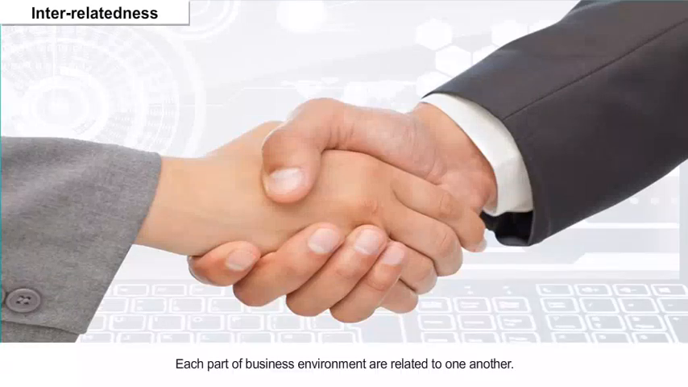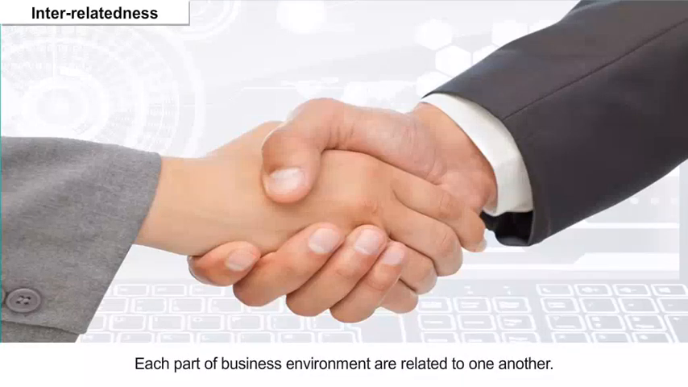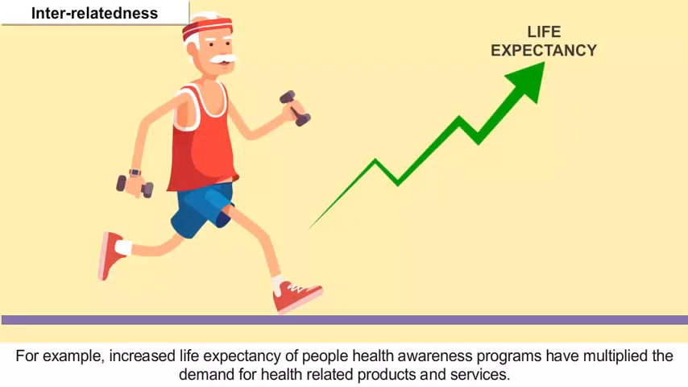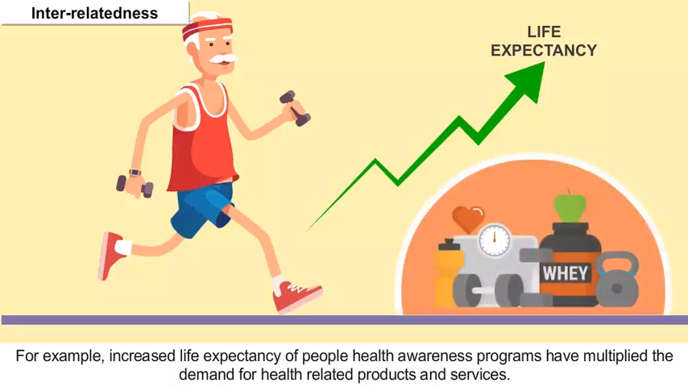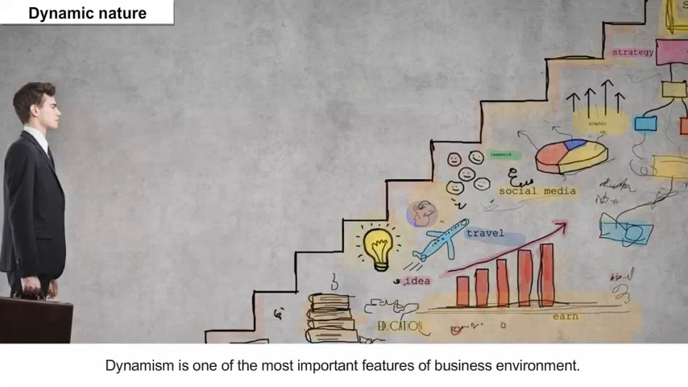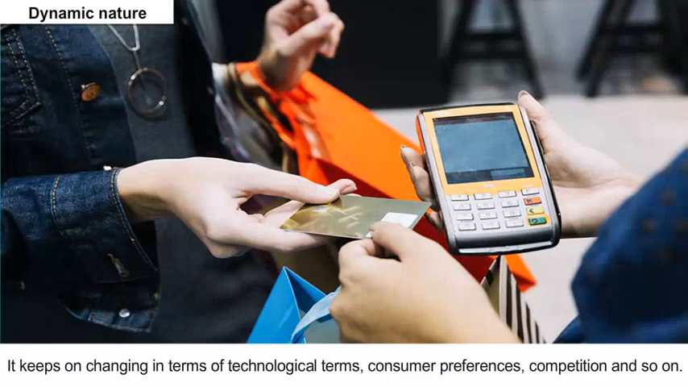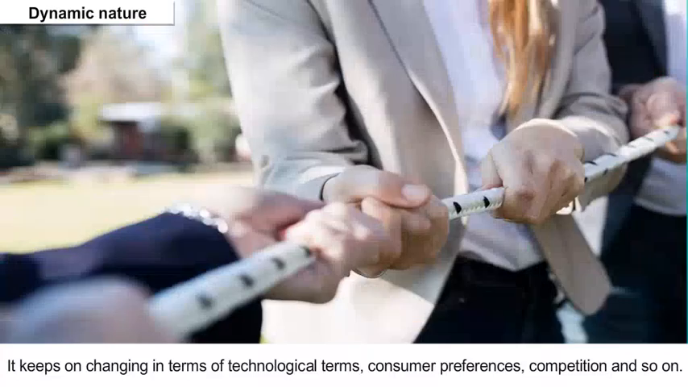Interrelatedness. Each part of business environment is related to one another. For example, increased life expectancy of people and health awareness programs have multiplied the demand for health-related products and services. Dynamic nature. Dynamism is one of the most important features of business environment. It keeps on changing in terms of technology, consumer preferences, competition, and so on.